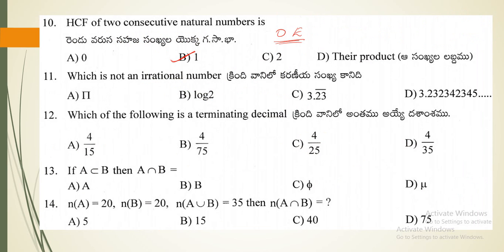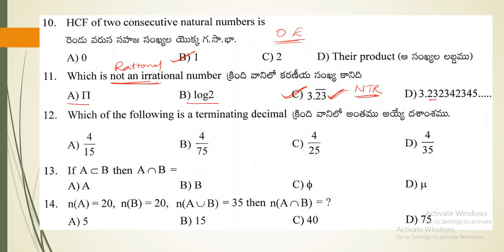So which of the following is not an irrational number? Not an irrational number means simply we can call it a rational number, right? So pi is irrational, log 2 is irrational. Next, since this is a non-terminating recurring decimal, we can say this is a rational number.